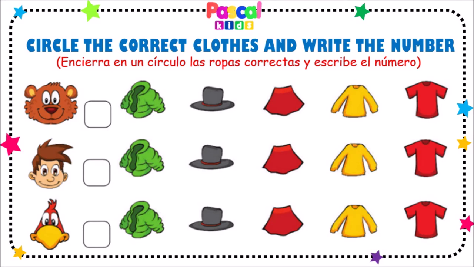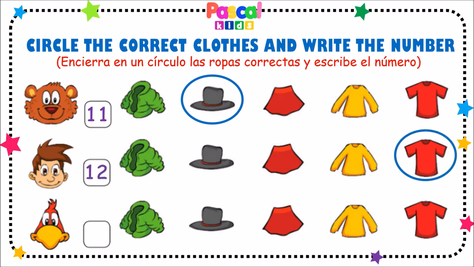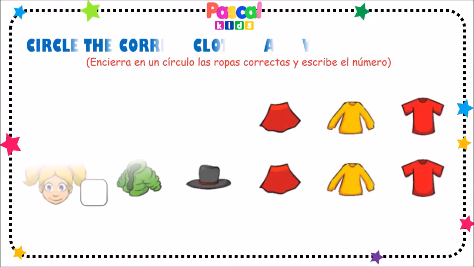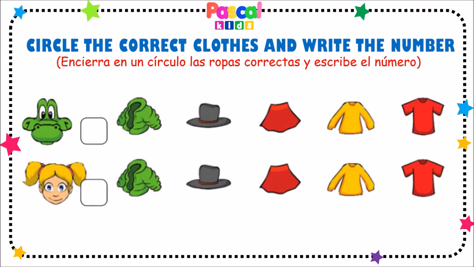One. How many hats have you got, honey? I've got 11 hats. Two. How many t-shirts have you got, Fred? I've got 12 t-shirts. Three. How many jackets have you got, Chatty? I've got 11 jackets. Four. How many sweaters have you got, Snap? I've got 10 sweaters. Five. How many skirts have you got, Kate? I've got 11 skirts.